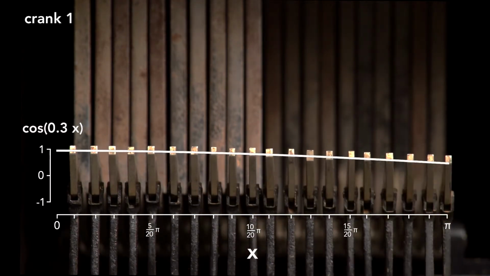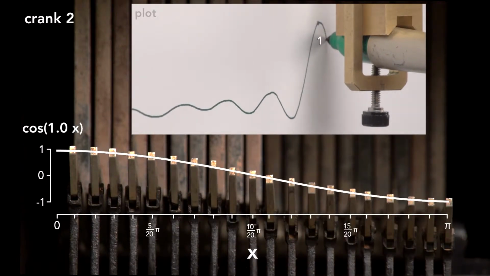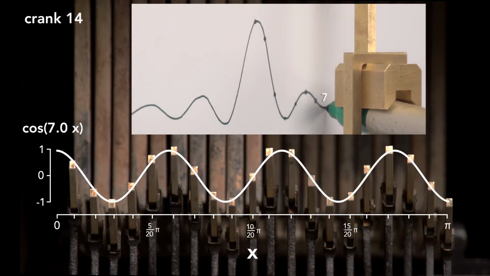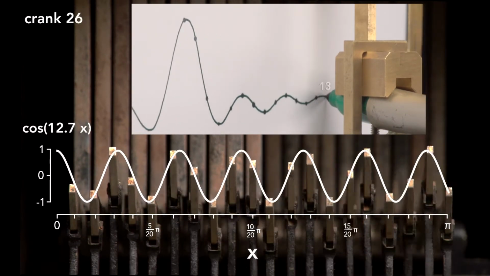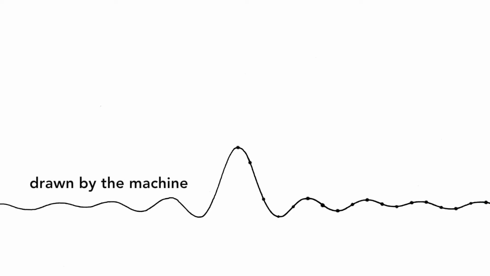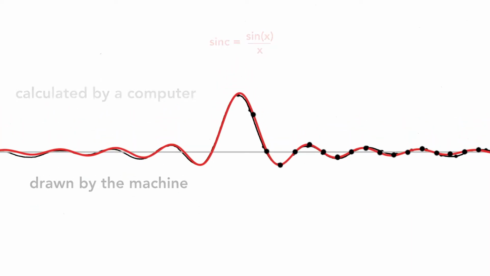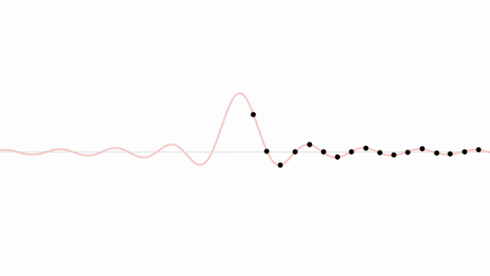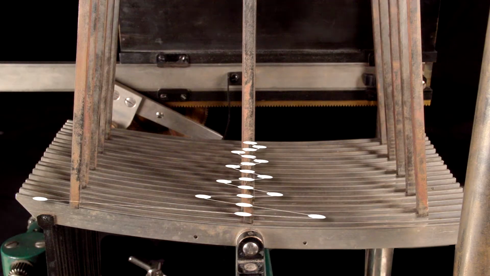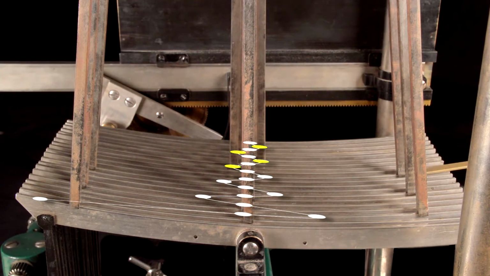Let's rewind and watch the plot and the rocker arms simultaneously. If we pause briefly at every second crank, a point is marked on the function. We create a total of 20 points. If we look at the output from the machine and compare it to a sinc calculated by a computer, we see that they are very similar. Now, we'll take the data points from the sinc, scale them, and use these values on the rocker arms. Remember that our goal is to program the analyzer so that it will plot a square wave.